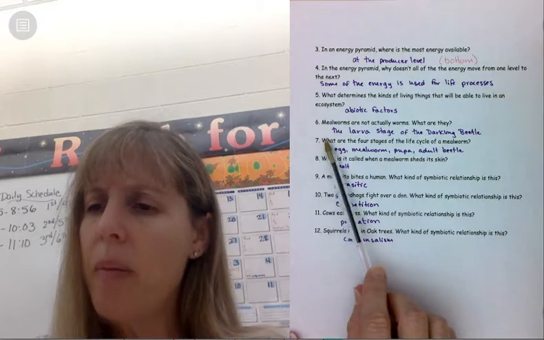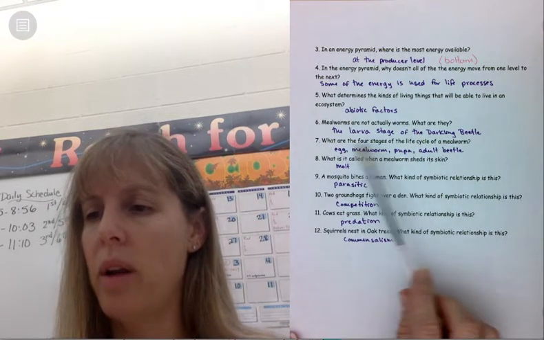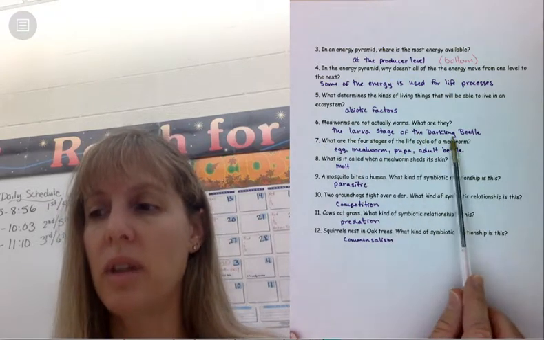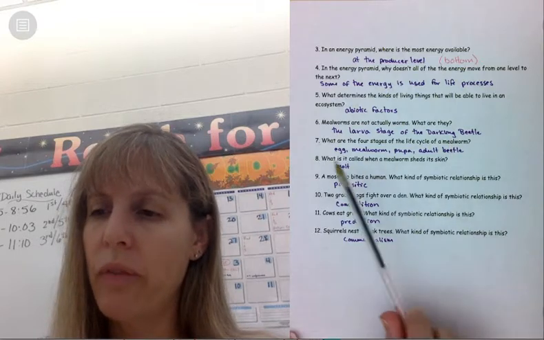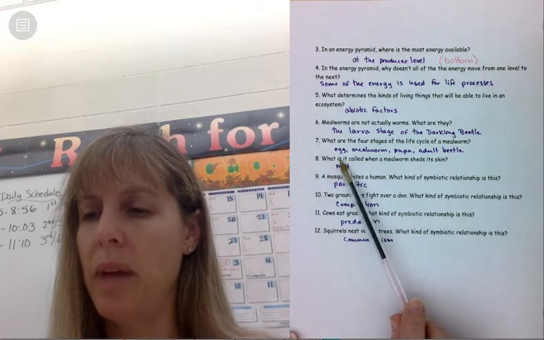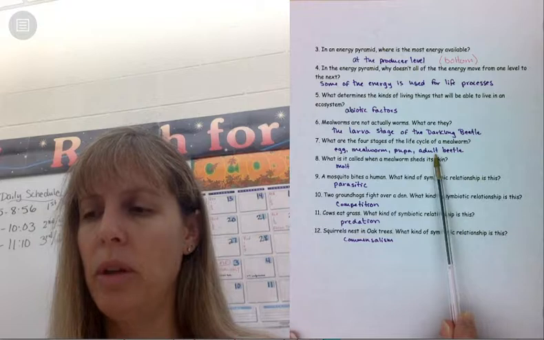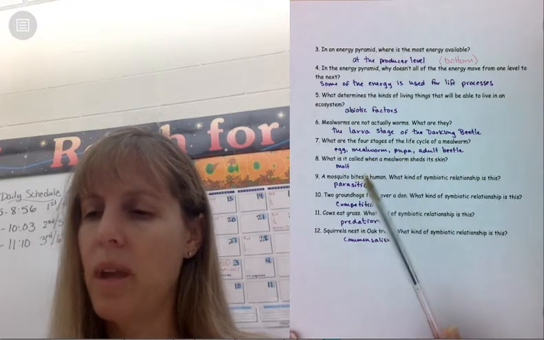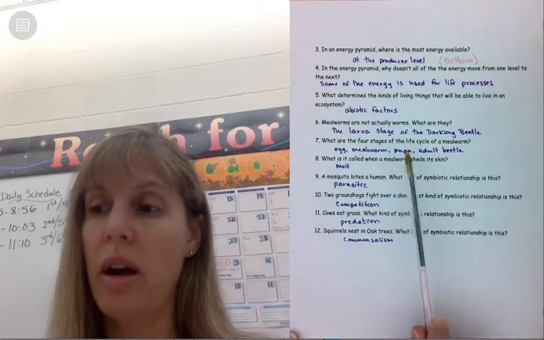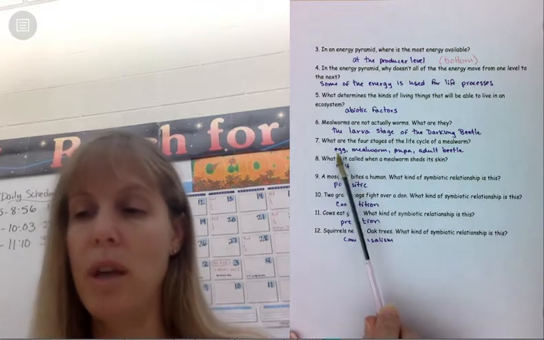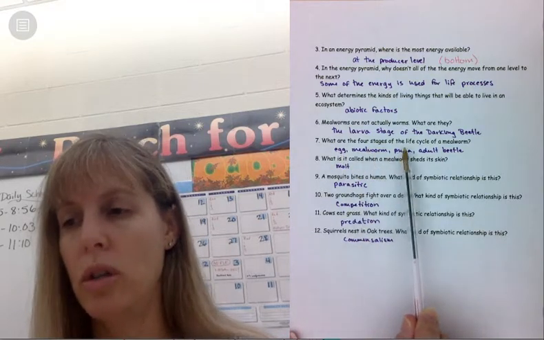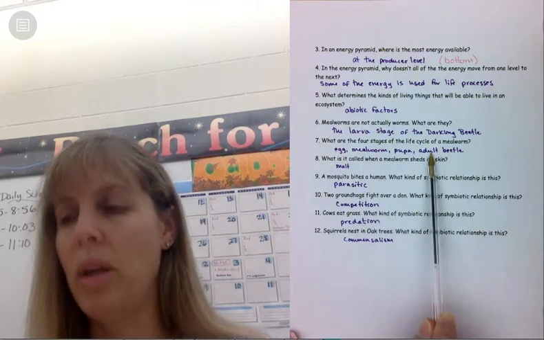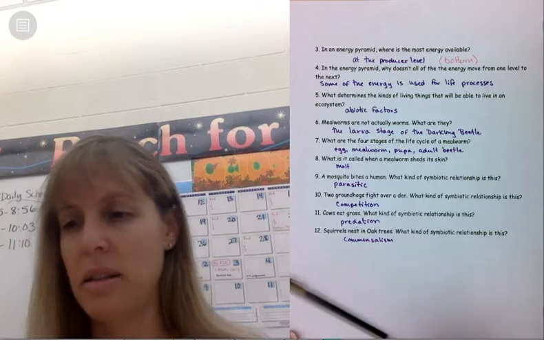Number 6, mealworms are not actually worms. What are they? They are the larva stage of the darkling beetle. What are the 4 stages of the life cycle of a mealworm? The egg, mealworm, pupa, adult beetle. You could have these in any order, of course. But if I ask you to draw arrows or whatever, then you make sure that the egg turns into a mealworm, which turns into a pupa, which then turns into an adult beetle, which then can lay eggs.